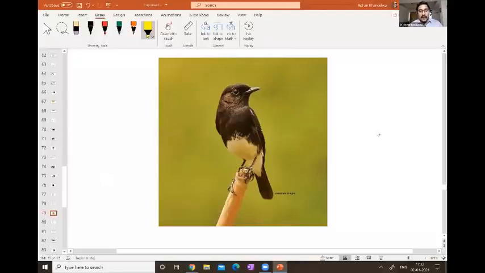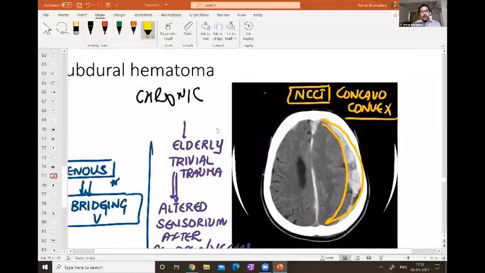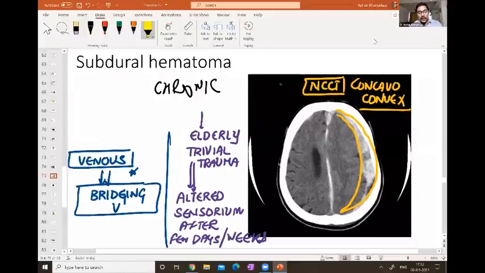can be seen in elderly patients following trivial trauma. EDH was being seen in young patients and high velocity impact. Subdural hematoma can occur even after a trivial trauma, right? And you can get altered sensorium after a few days to weeks. It is venous in nature. You get a concavo-convex hemorrhage, and you have to drain it out.